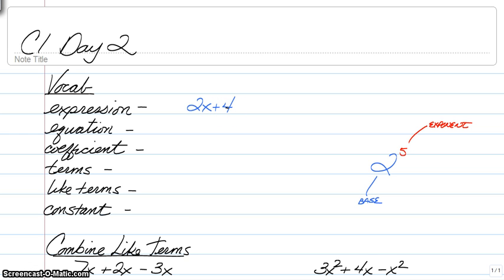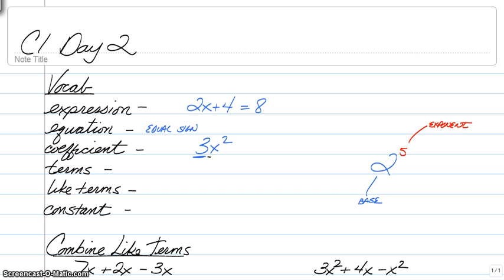No equal sign. But as soon as you say 2x plus 4 equals 8, that just became an equation. So for an equation, you have to have an equal sign. An expression does not. So remember, an expression is just 2x plus 4, and an equation is 2x plus 4 equals 8. Coefficient, if we were to take 3x squared, the 3 is your coefficient.